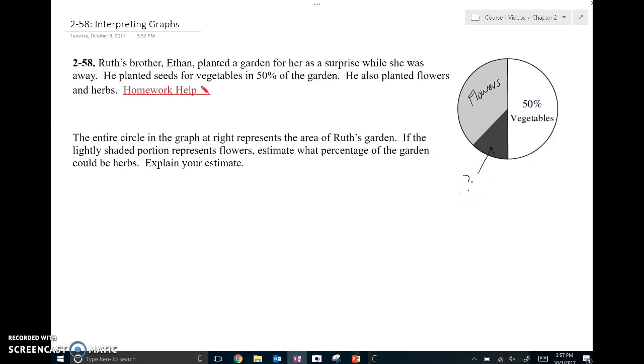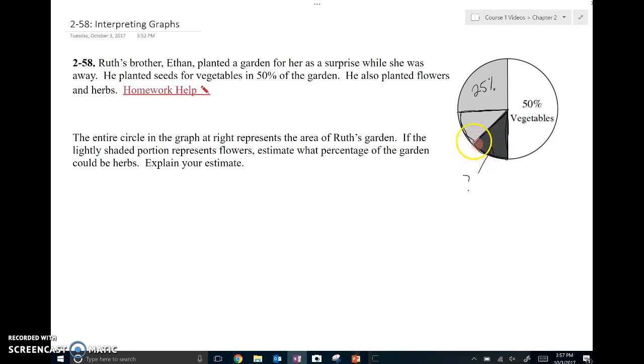Well, I'm going to look for a friendly portion. And I know that if I cut it right here, this would represent 25%. So this is 25% flowers. Now, it also looks that these sections right here have equivalent areas or almost equivalent areas.